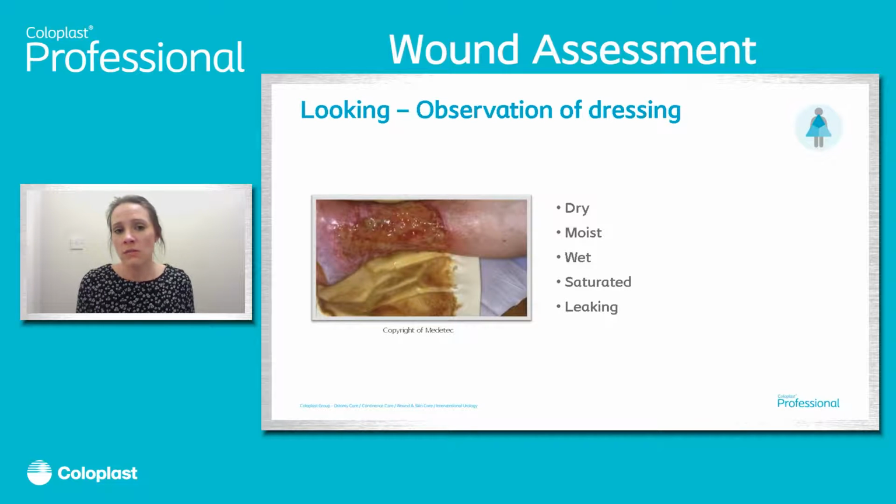So the other things that we're looking for, some of the observations on a dressing when we're removing a dressing, for example, would be how wet it is, what are the exudate levels like, is there an odour? But if we're using just sight, we should be able to see whether it's dry, moist, wet, completely saturated, or whether there's leaking onto clothing, for example. And that will give us a good idea as to whether the management plan that we currently have in place is appropriate or not.